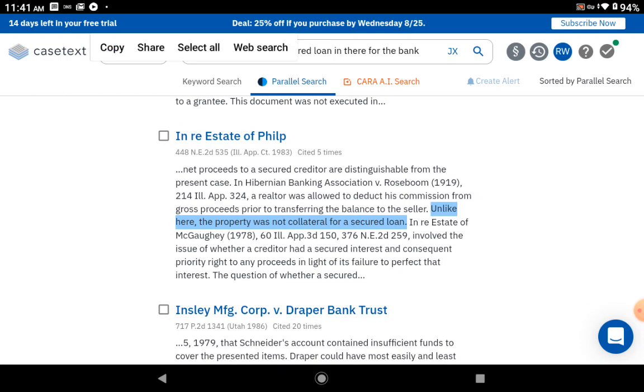Okay? Unlike here, the property was not collateral for a secured loan. Your loan was not a secured loan. As I mentioned, when you got the property, you didn't own the home. The loan was so that you could acquire the home, so you could not put the home up as collateral. It's called the forbidden fruit doctrine, the first in line, first in right.